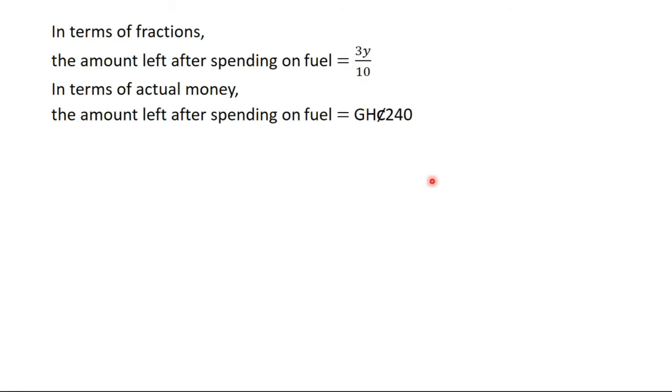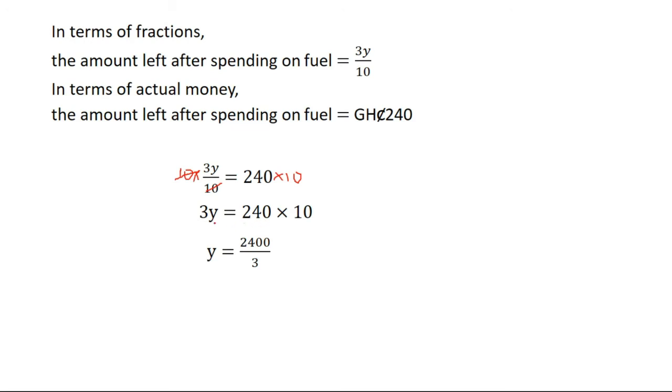So we can equate both of them. So we equate 3y over 10 to 240. We multiply both sides by 10. So it's going to be 10 times 3y over 10, and you multiply this side also by 10. Now, from here you will see that 10 will cancel 10. So you are going to have 3y equal to 240 times 10.